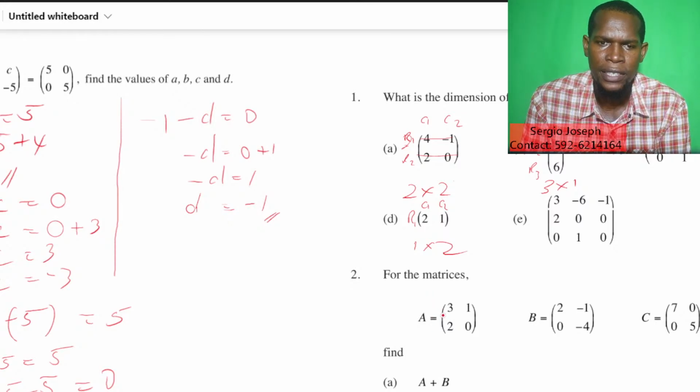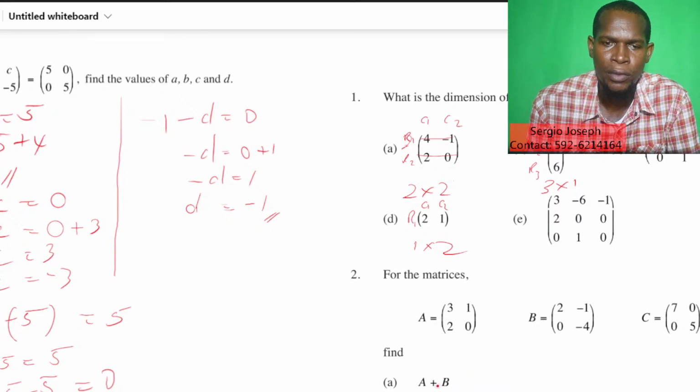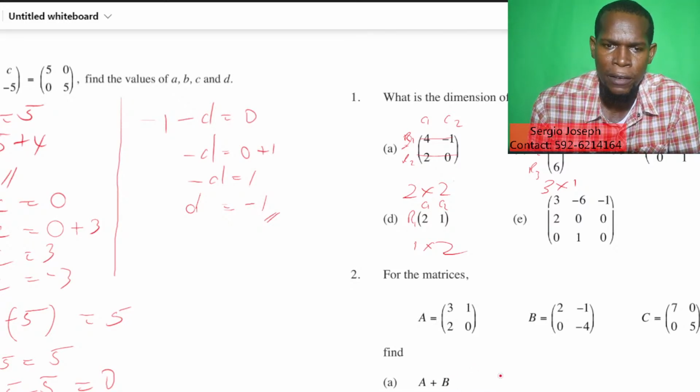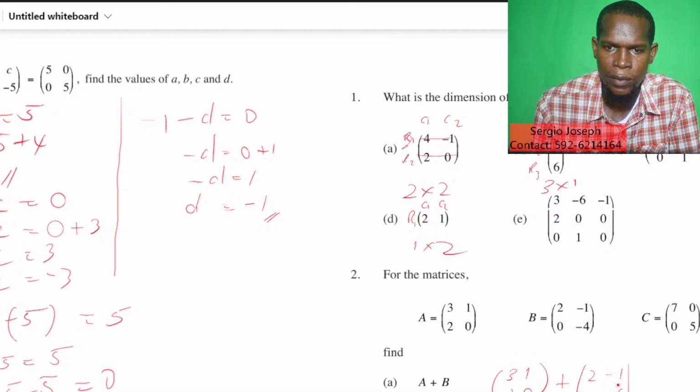For the matrices A, B, C, they give you the question: what is A plus B? In other words, what is matrix A plus matrix B? So you set this down nicely. You have 3, 1, 2, 0, plus 2, minus 1, 0, minus 4. That's matrix A there and matrix B. And then you can work out your solutions quickly.